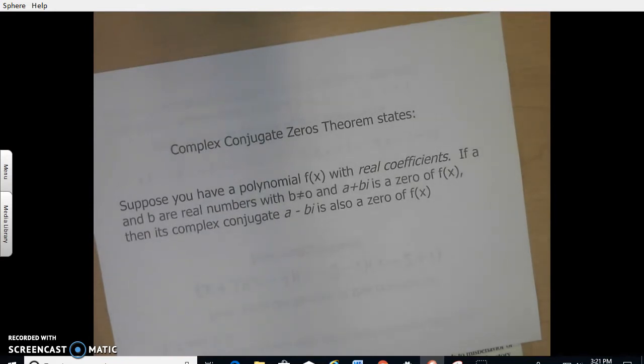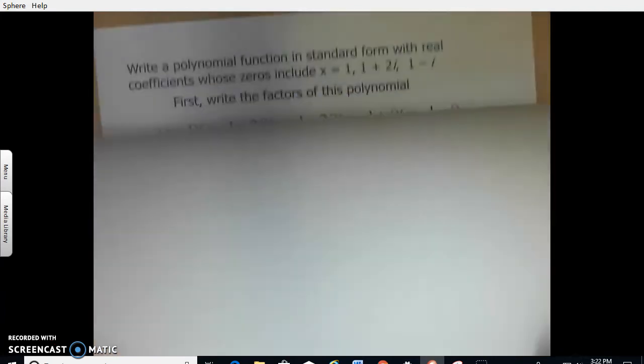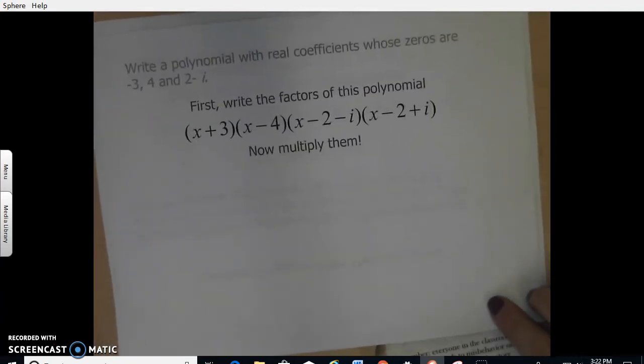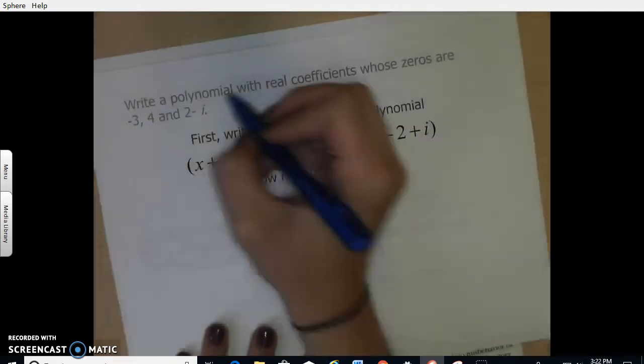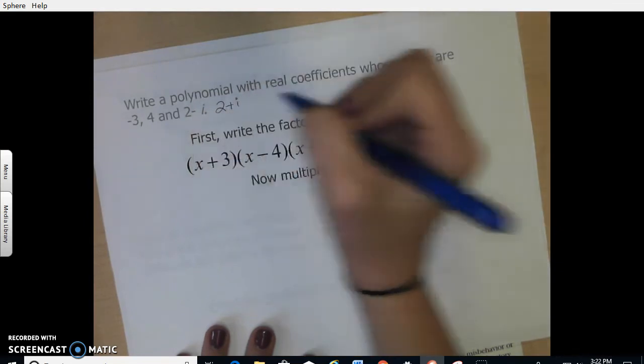The complex conjugate zeros theorem states if you have a polynomial f of x with real coefficients, if a and b are real numbers with b not equal to 0 and a plus bi is a zero of f of x, then its complex conjugate, a minus bi, is also a zero of f of x. So if you have one imaginary number, then you could also have the other conjugate of that. So if we have a polynomial with real coefficients whose zeros are negative 3, 4, and 2 minus i, that means we could also have 2 plus i.